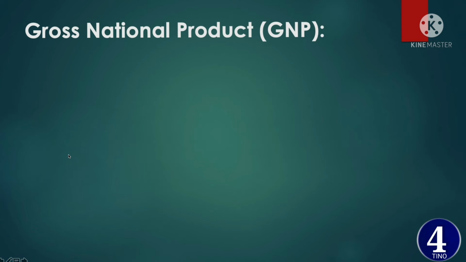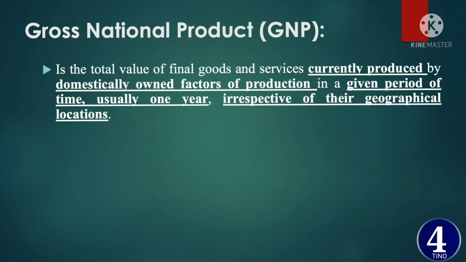Then let's go to the concept of GNP, which measures output produced by domestically owned resources. When we say domestically owned resources, it means resources owned by the citizens of a given country, irrespective of their geographical location. Here we consider citizenship or ownership, not geographical location. So by definition, it is the total value of final goods and services produced, as in GDP, but not only inside the boundary of the country.